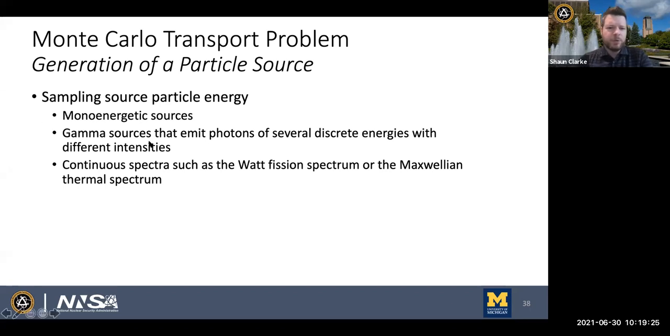The second example will be a gamma ray source that emits multiple photons at different discrete energies and different intensities. So in this case, the transport code would begin by just sampling those two different energies. So if you had E1 and E2 that are equally probable, you would essentially flip a coin between those two energies, and that would define the energy at which the source particles are born.